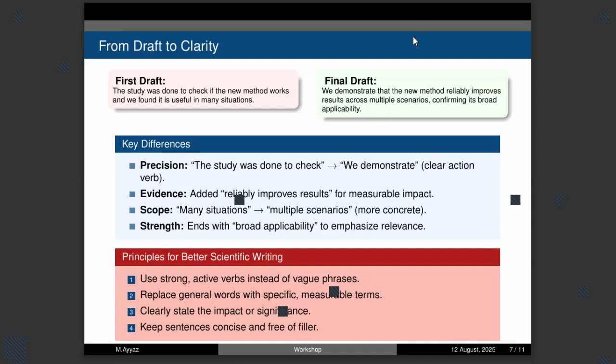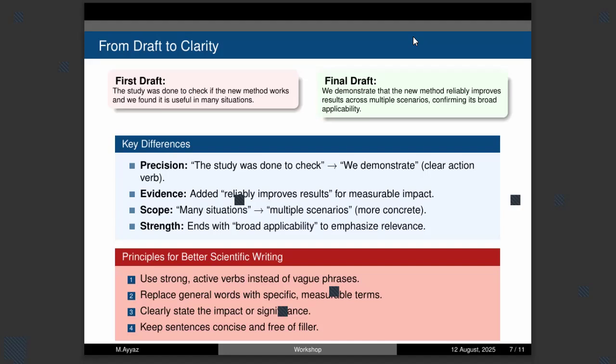You may think it is a very good sentence, but if you look closer, you can see that there are some mistakes, and there are many filler words in it, like new method, many situations, we found, was done to check. These kinds of phrases give a vague message to the reader. So in order to make it clear, we have to make some changes.